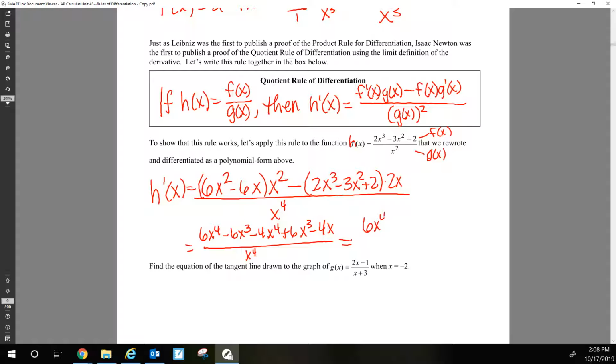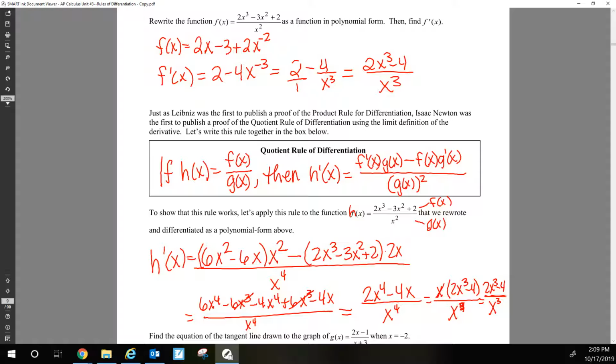Alright, that would be 6x to the 4th. Negative 6x cubed and positive 6x cubed cancel each other out. And then I've got 6x to the 4th minus 4x to the 4th. This would be 2x to the 4th, and then minus 4x, all over x to the 4th. But they have an x in both terms up here, so I can factor out an x. That gives me 2x cubed minus 4 over x to the 4th. This x will cancel with one of these guys, and so I get 2x cubed minus 4 all over x cubed. Is that what we got up here? Yes, we did. So quotient rule does work.